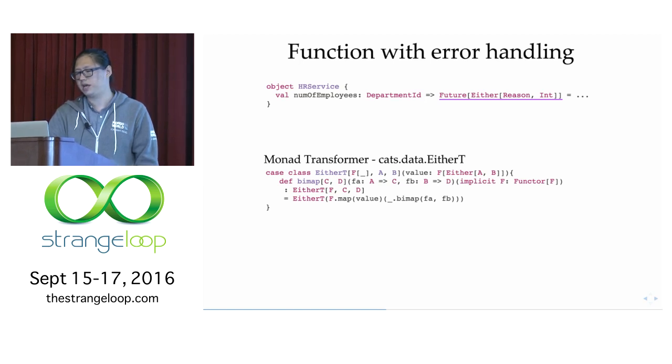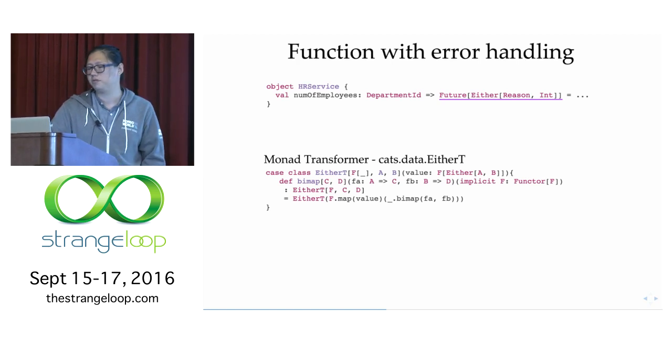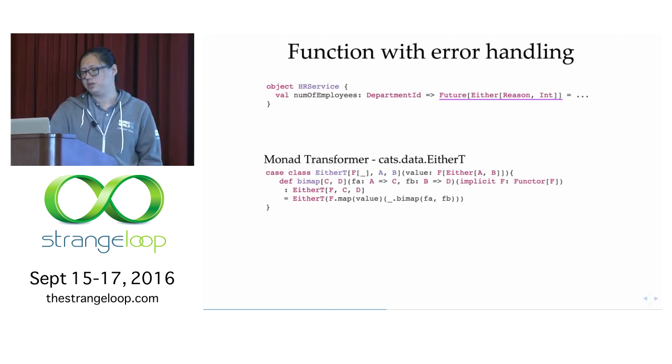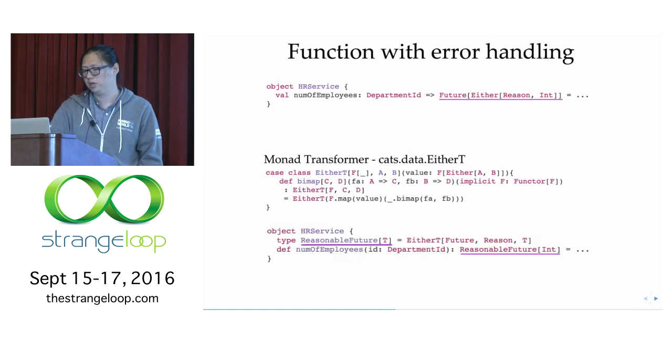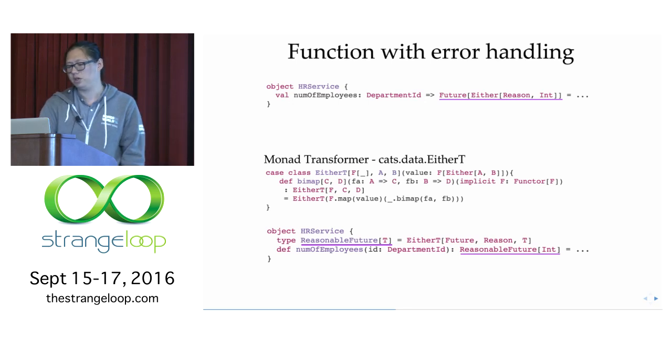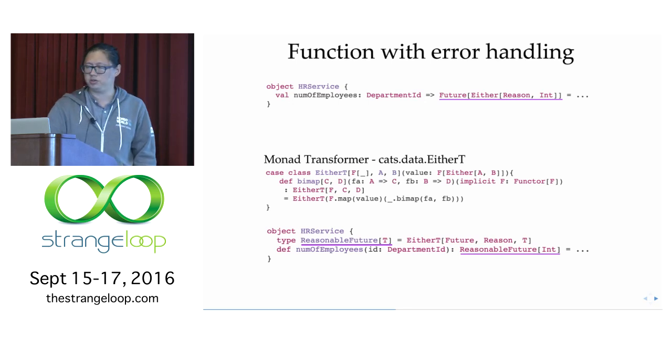So what do we do with that? There's this thing called a monad transformer provided by cats. It's called EitherT. It used to be XorT, but in the latest cats, we introduced EitherT. With EitherT, you can treat the Future of Either as a single monad. So let's look at HRService. We have this type, EitherT of Future of Reason of T, and we can just create a new type called ReasonableFuture of T. That thing is just the EitherT of Future of Reason. And that ReasonableFuture is just a monad.